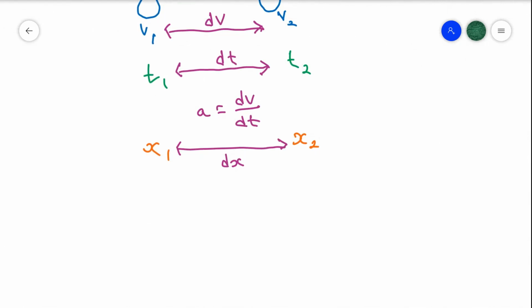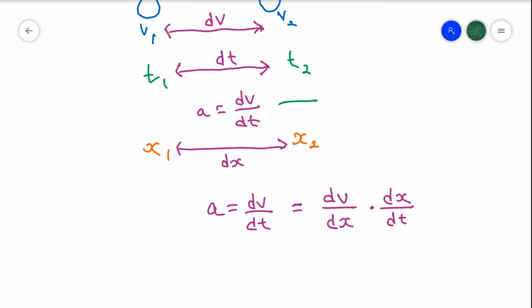Now I can write our formula for acceleration, a is equal to dv over dt, in terms of the displacement. So a is equal to dv over dt. We can write this as dv over dx times dx over dt. What I wanted to do is to write the formula for acceleration in terms of dx. We can see that because dx and dx can get cancelled out, there's nothing wrong in writing acceleration as dv over dx times dx over dt.